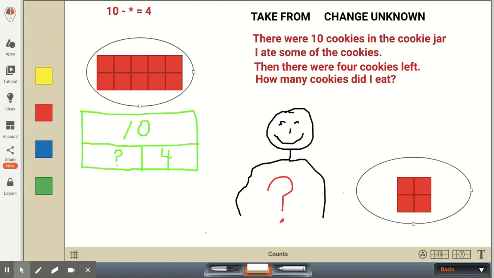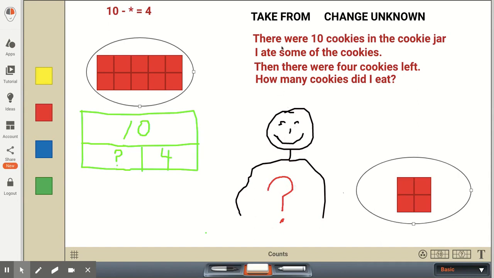So for this last subtraction problem, we can create another word problem using our cookie jar and cookies, and this will be a take from change unknown situation. So in this problem here, our first grader knew how many cookies were in the cookie jar before he started eating any, and he also knew how many were left in the cookie jar after he ate his cookies. But what he's trying to find out is how many cookies did he eat?